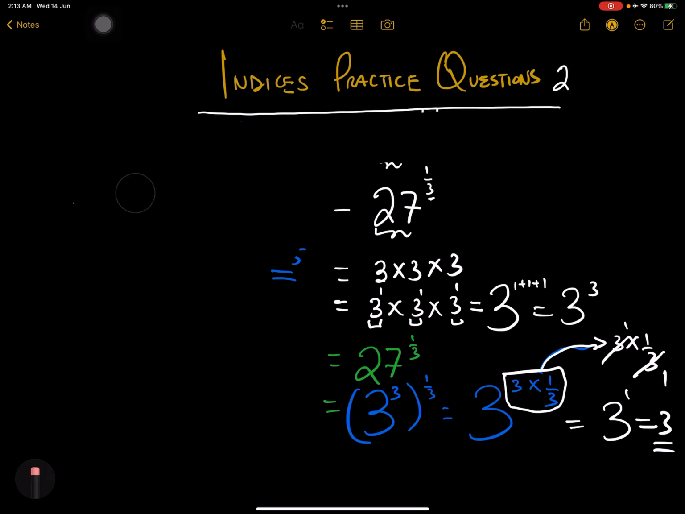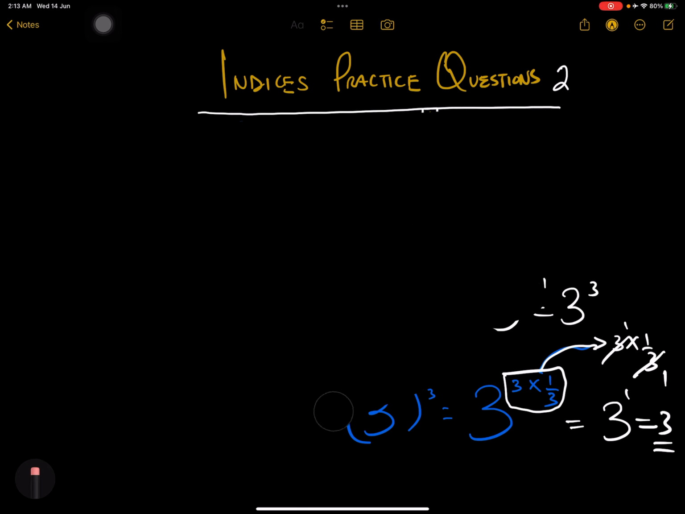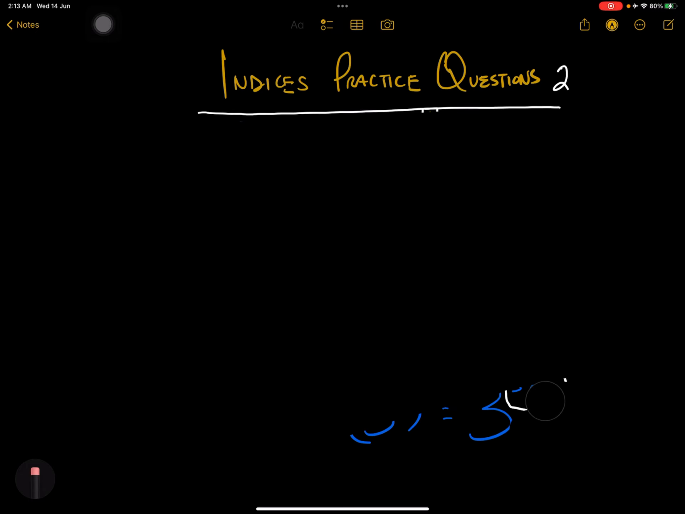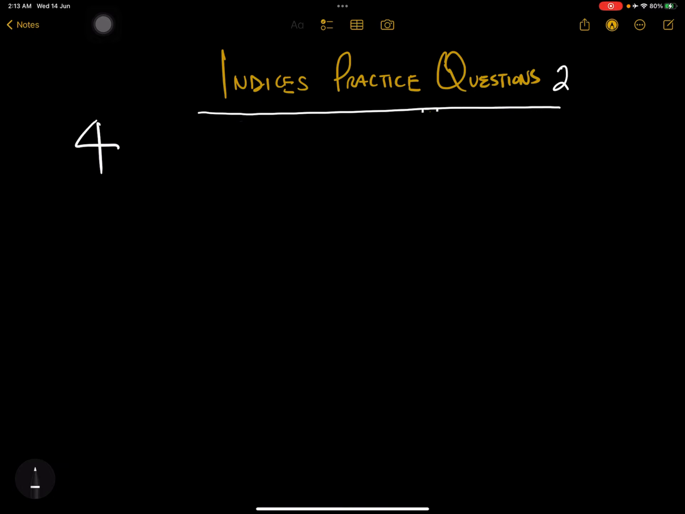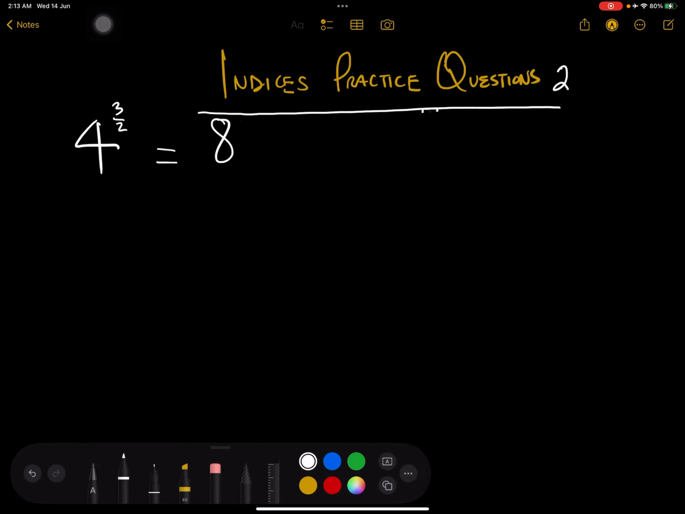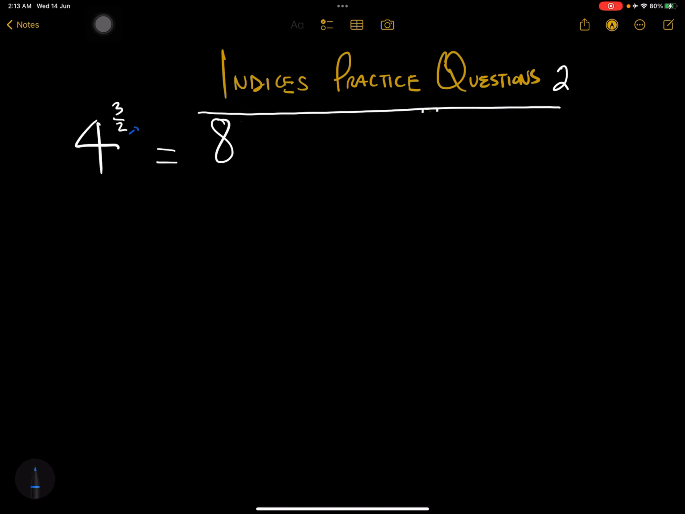If you're given something in equation form, I know we've not got into equations, but let's say you have 4 to the power of 3 over 2, and it's equivalent to 8. There are signs we can consider here. One of the signs is the denominator in the power, this 2 here. Or we can look at this number and also look at that number.